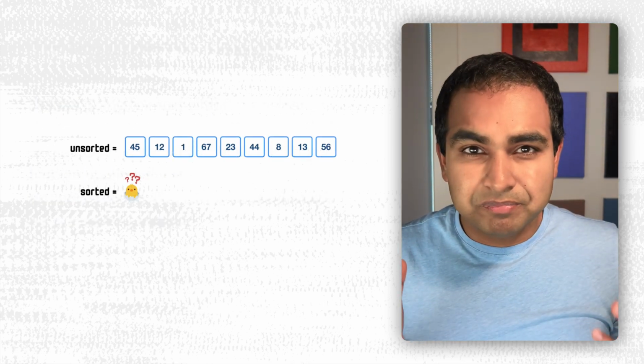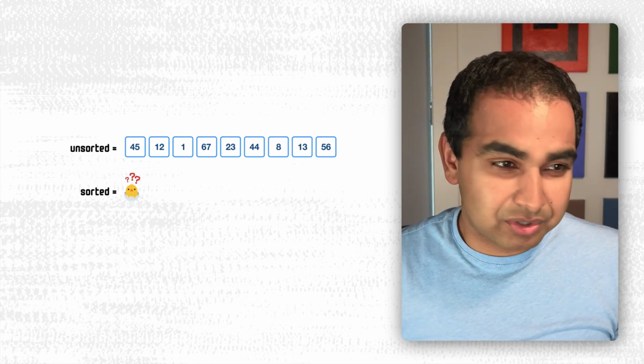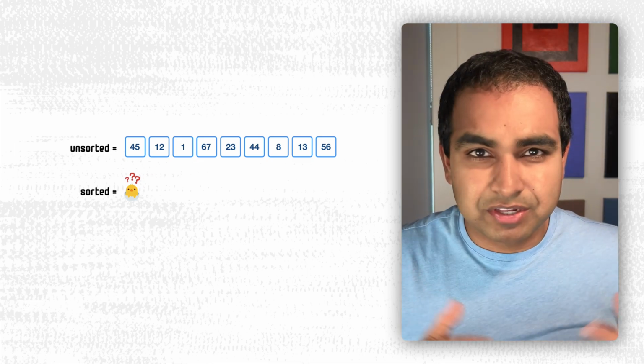So here's our example. We have a collection of items: 45, 12, 1, 67, 23, 44, 8, 13, and 56. These numbers aren't in any sorted order. We want to sort them. And so initially, they'll be in what we call an unsorted collection, and our sorted collection will be empty. It's just nothing there because nothing has actually been sorted.